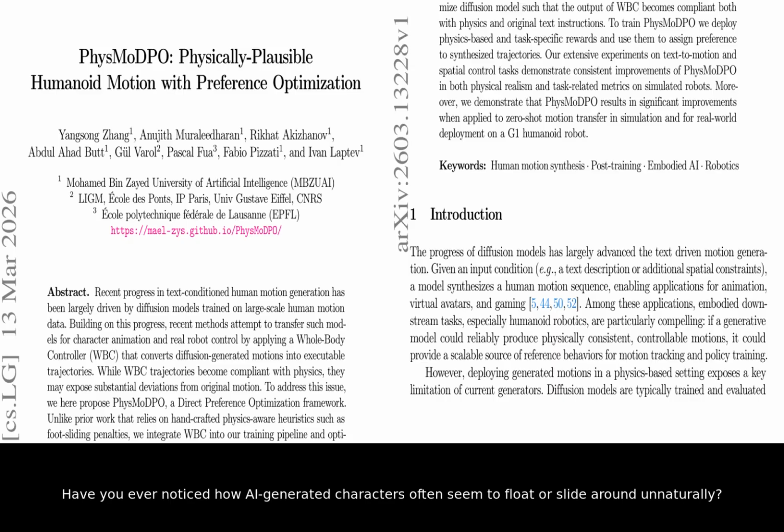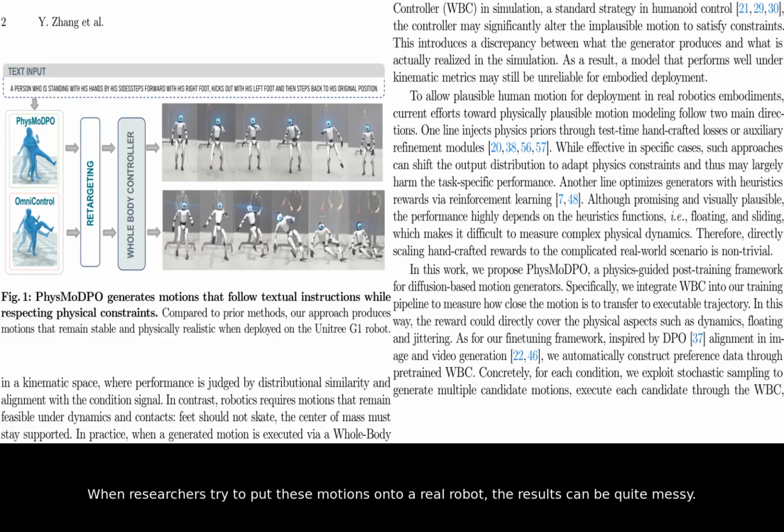Have you ever noticed how AI-generated characters often seem to float or slide around unnaturally? This happens because most AI models are trained on visuals, not on the actual laws of physics. When researchers try to put these motions onto a real robot, the results can be quite messy. To fix this, a new framework called PhysMoDPO has been introduced.